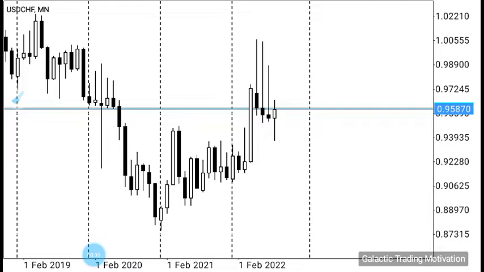And as you guys can see, in front of me is the monthly chart, as we usually start off our analysis on the monthly chart. And yeah, so let's get straight into the actual chart.